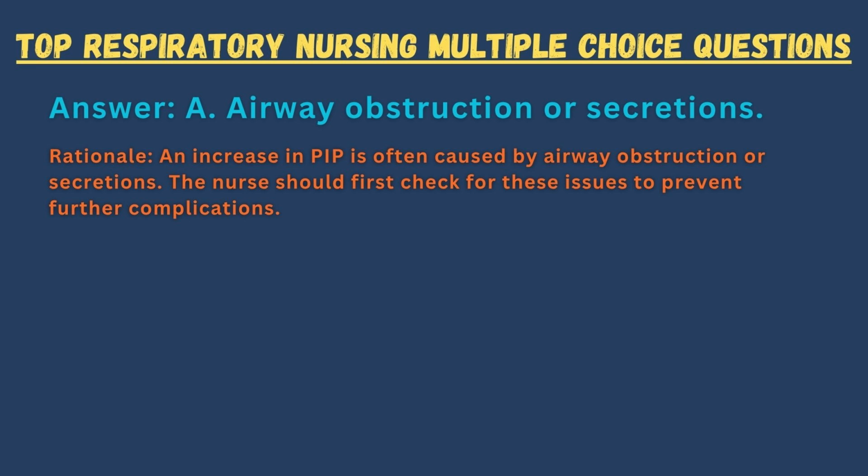Airway obstruction or secretions. Rationale: an increase in PIP is often caused by airway obstruction or secretions. The nurse should first check for these issues to prevent further complications.